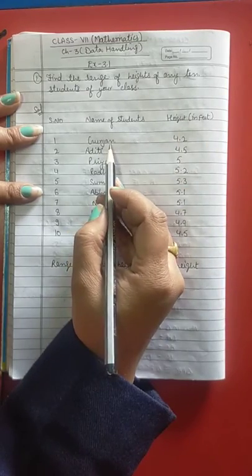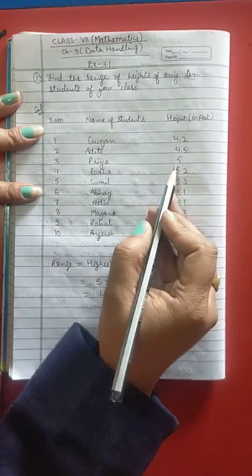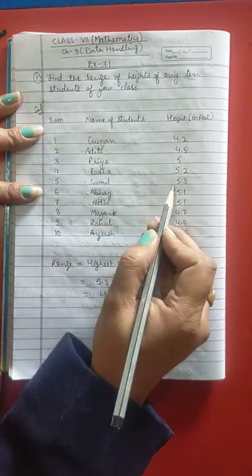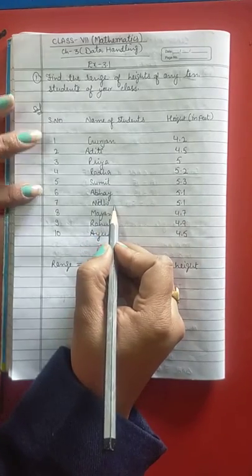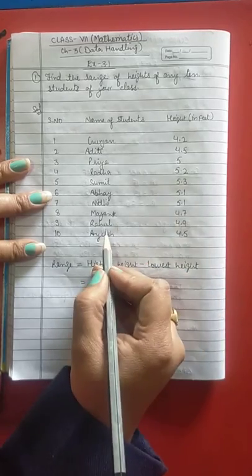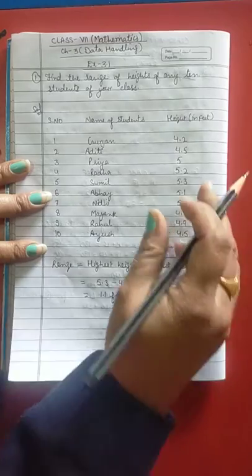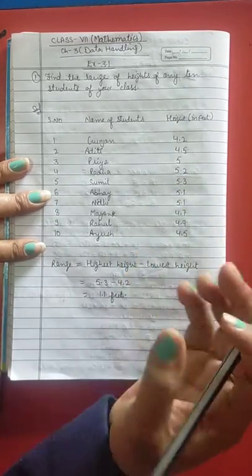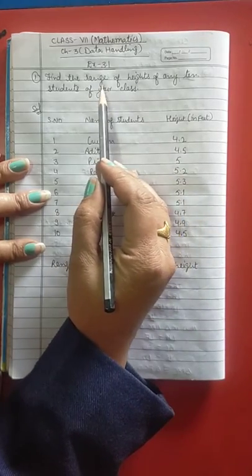So let's say Gunjan, his height is 4.2 feet. Then Aditi 4.5, Priya 5, Radha 5.2, Sumit 5.3. Then Abhay 5.1, then Nidhi 5.1, then Mayank 4.7, then Rahul 4.9, then Ayush 4.5. I have written the height of any 10 students. Then what do I have to find out? I have to find out the range of the height.